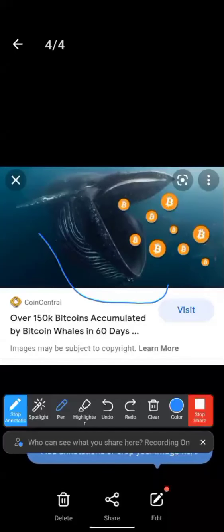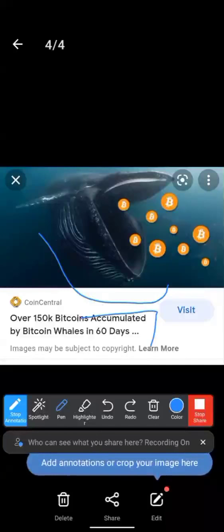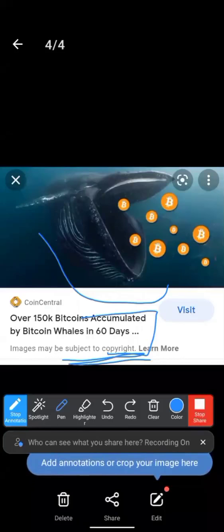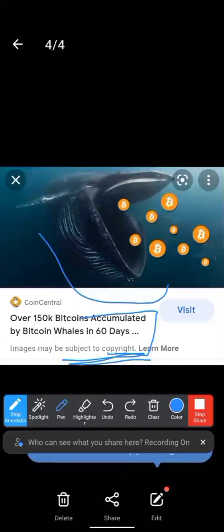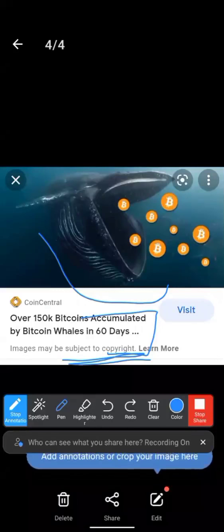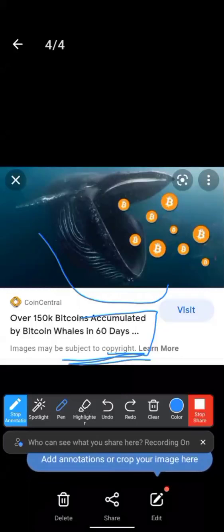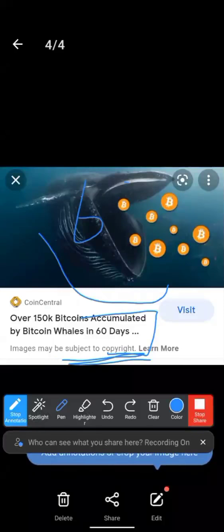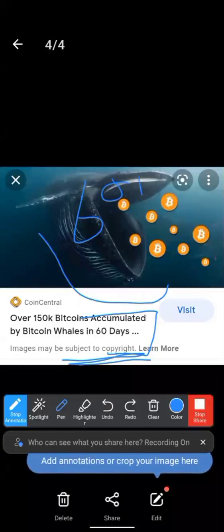Whales, for example, look at this: over 150,000 Bitcoin, for example, accumulated by Bitcoin whales in 60 days. This is not $150,000 worth of Bitcoin. It is 150,000 pieces of Bitcoin accumulated by people in 60 days. One Bitcoin is about $60,000 times 150,000. This will tell you the billions of dollars these guys are accumulating.